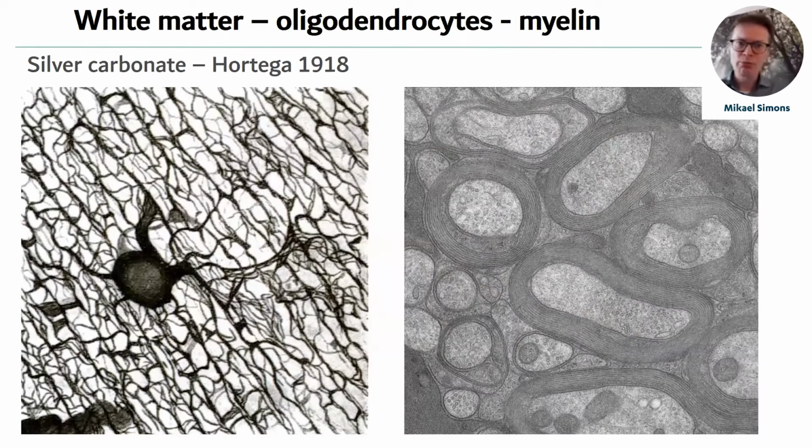So what are the main components of the white matter? Oligodendrocytes are the main cellular component, first identified by Ortega, by silver carbonate staining. And you see these cells with these fine processes. Each of these processes at the end ends up around an axon. And with the invention of electron microscopy, one could see this beautiful structure of this multi-layered membrane around the axon.